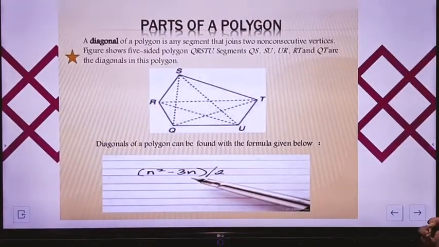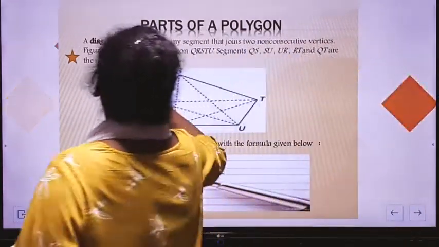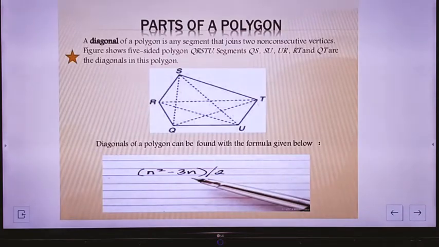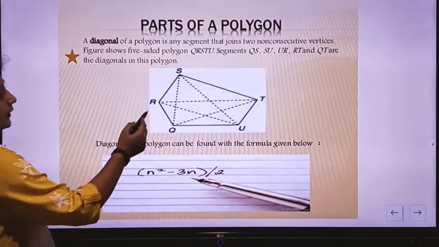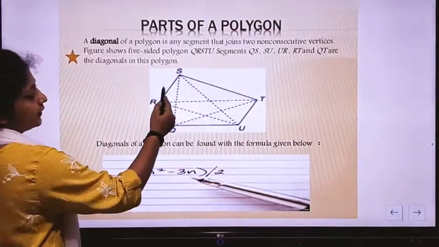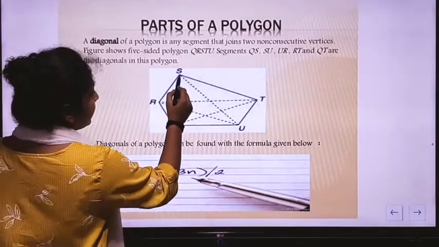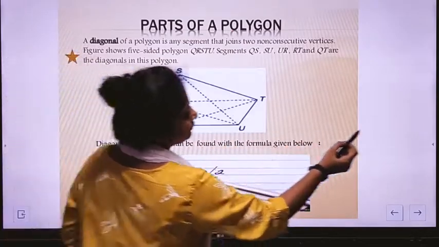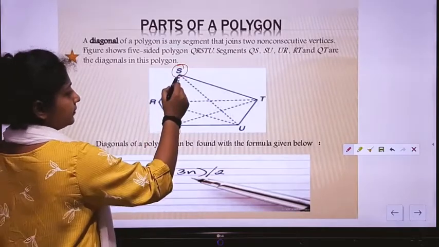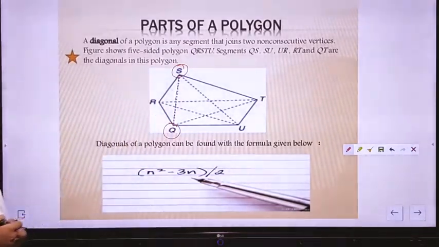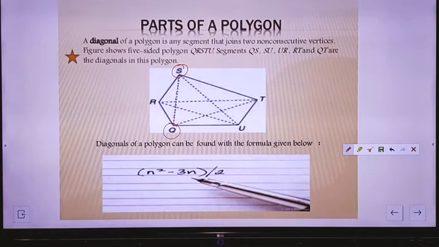Next, we have parts of a polygon. What are the various parts of a polygon? First of all, we have the diagonal of a polygon. A diagonal of the polygon is any line which joins two non-consecutive vertices. See here in this polygon, it is a polygon because it is made up of only line segments, as you can see. Then again see, if we join this vertex and this vertex, we get this line. This line is joining two non-consecutive vertices, so such lines will be called a diagonal.